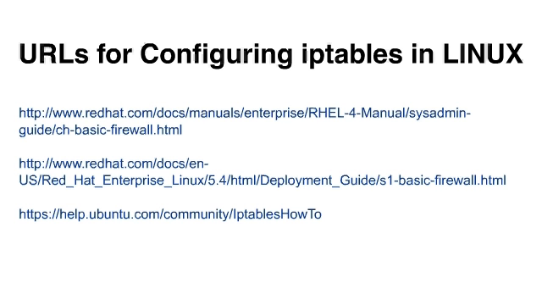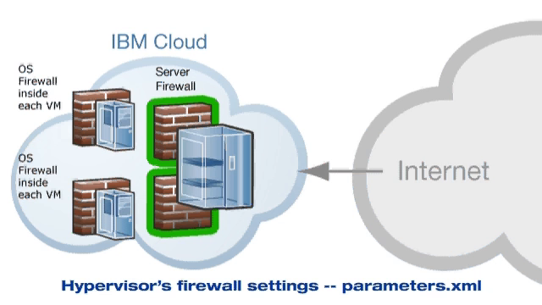If for some reason, such as user error, the OS level ports are opened, then the Hypervisor port will block improper traffic. Okay, we've discussed the OS level firewall adjustments. Now let's turn to the hypervisor configuration. The hypervisor's ports and IP traffic are controlled by the parameters.xml file. By default, they are open in the IBM-supplied base images.